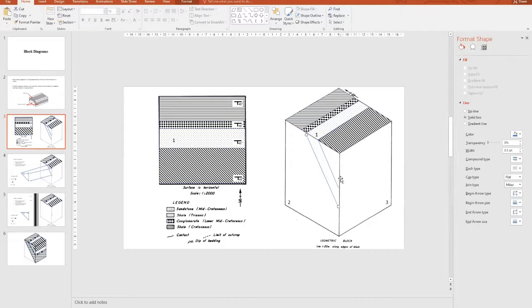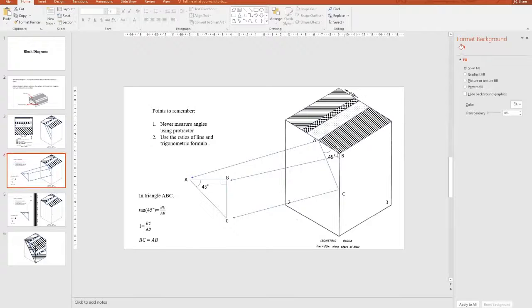That means this vertical distance that I'm showing through the pointer. Note that we already know the dip of the beds. Since face 2 is perpendicular to the strike, the angle over here is actually the true dip angle, which is equal to 45 degrees. A key point to remember here for the block diagram is that we never measure this angle using a protractor. Instead, we would use the ratios of the line segments and trigonometric formulas to determine this length.